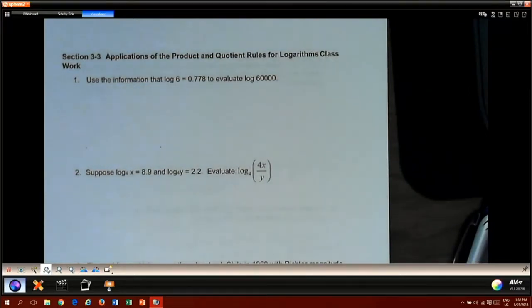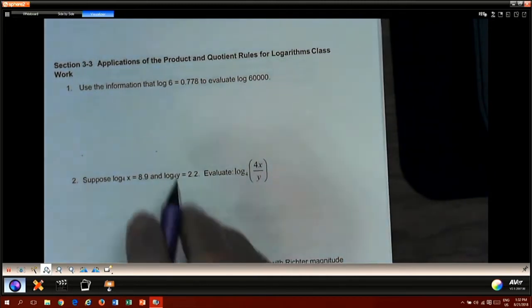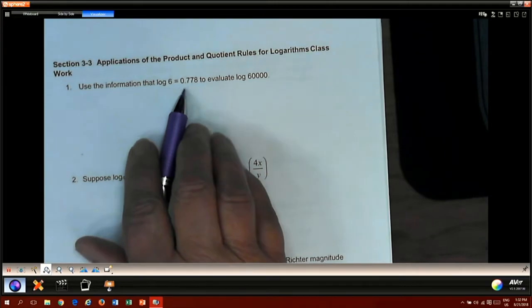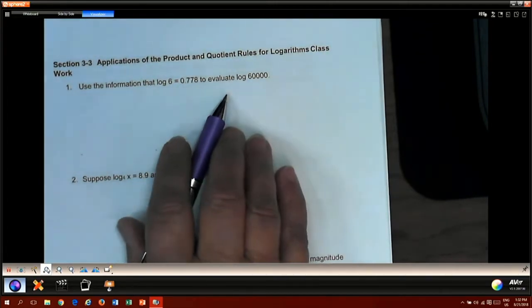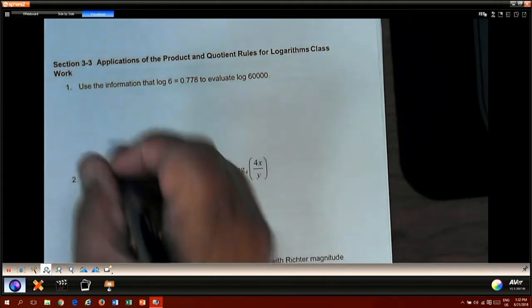Okay, so we're going to work with two additional rules for logarithms. These are called the product and the quotient rules for logarithms. So let's see what we're going to do. We have the log of 6 is 0.778. We want to evaluate the log of 60,000.